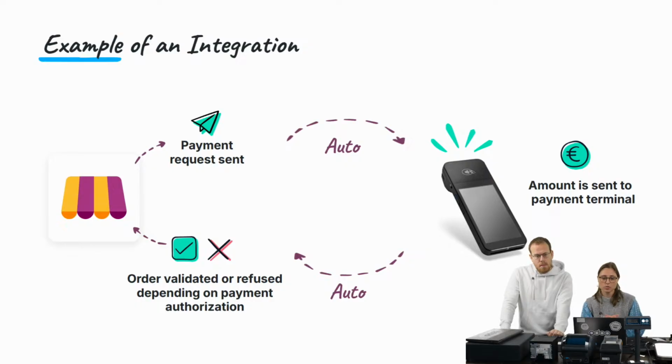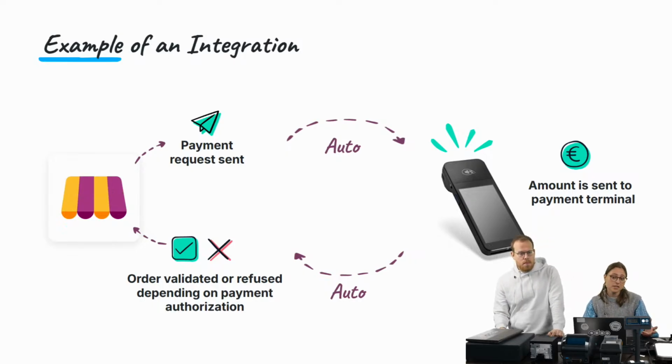Now, the best example about the IoT is the payment terminal. So basically, when you do a POS order, Odoo is going to send the payment request to the terminal automatically, with the right amount, so no manual encoding required. And once the payment terminal validates the transaction or refuses it, this info is going to flow back to the POS order of Odoo, and the order is going to be validated, or we're going to receive a message that the transaction has been refused. So that's a perfect example of the integration with payment terminals.